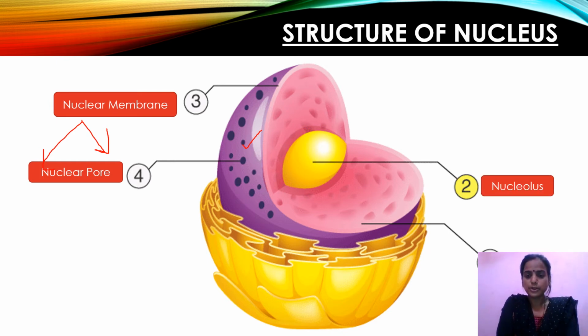Next, we have the nucleolus, which is the dense structure present inside the nucleus. You can see that there is a yellow dense structure present inside the nucleus. And the last one you will see is the nucleoplasm, which is the dense fluid present in the nucleus. Moving on.